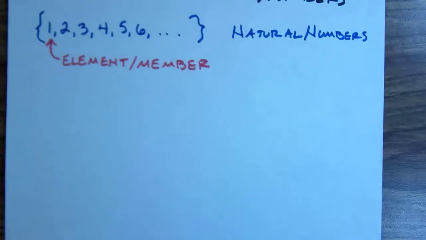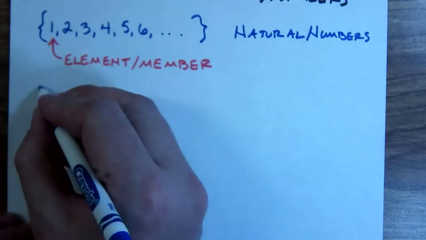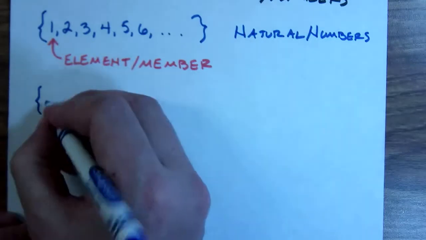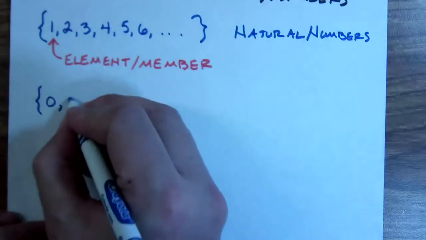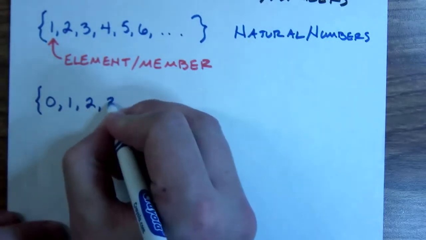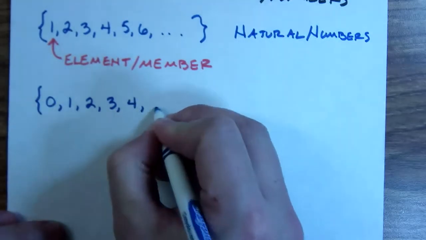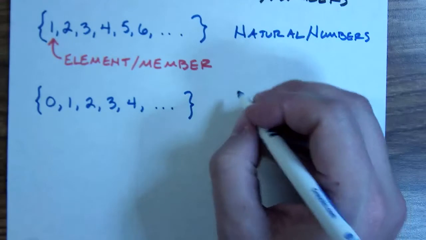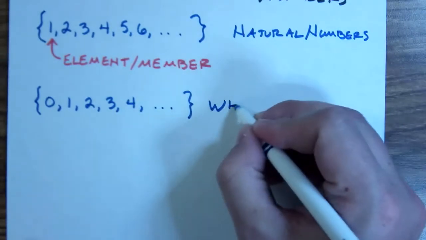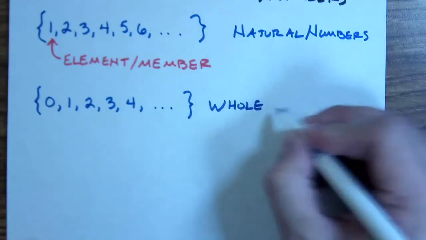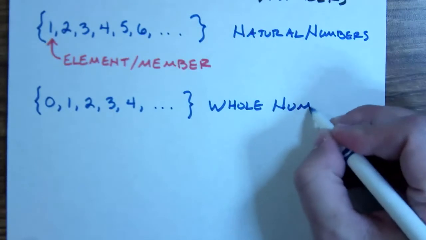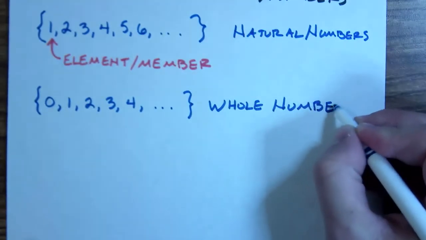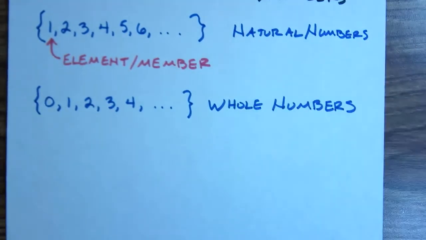There's another set of numbers very similar to this one. In fact, it looks exactly the same, except it doesn't start with 1. It starts with 0, etc., all the way up to infinity. And that set you're probably more familiar with. That's called whole numbers. The implication, of course, being that 0 is unnatural. 0 is not in the set of natural numbers. 0 is in the set of whole numbers.